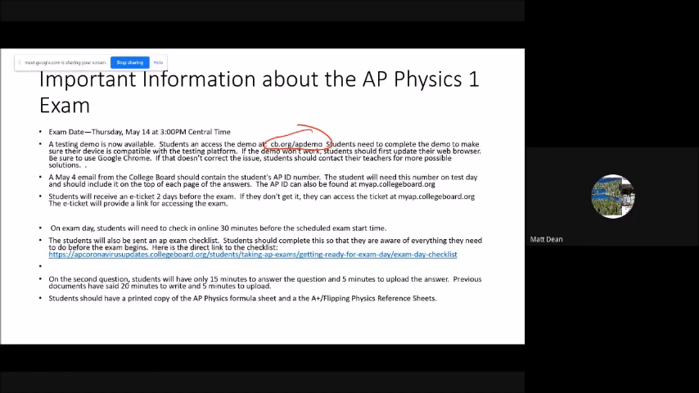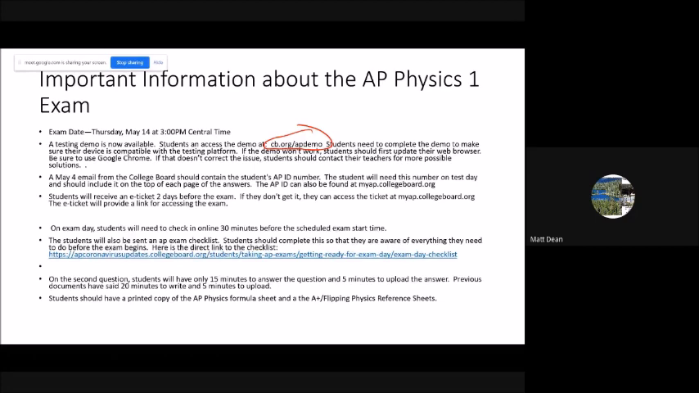If it doesn't, first thing you should try to do is just update your browser. So download the newest version of the web browser, update it. I would recommend using Google Chrome. If that doesn't take care of the issue, contact your teachers. I sent them a list of tech help tips yesterday. So hopefully they'll be able to help you if you run into problems.